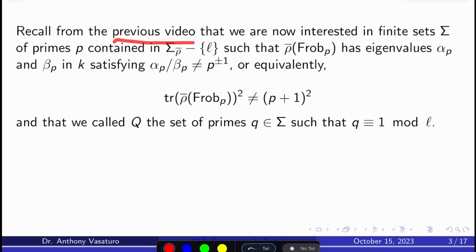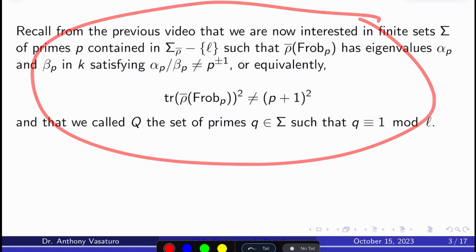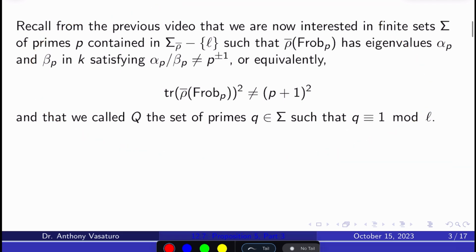Recall from the previous video that we're now interested in finite sets sigma of primes P contained in sigma sub rho bar minus L, such that rho bar of Frobenius at P has eigenvalues alpha P and beta P in K. K is the field over which we're considering the representation rho bar. Satisfying alpha P divided by beta P is not equal to P plus or minus 1, or equivalently, the trace of rho bar of Frobenius at P squared is not equal to P plus 1 squared. And we called Q the set of primes little q in sigma, such that q is 1 mod L. Okay, so we've kind of switched up which sets of primes we're considering here.